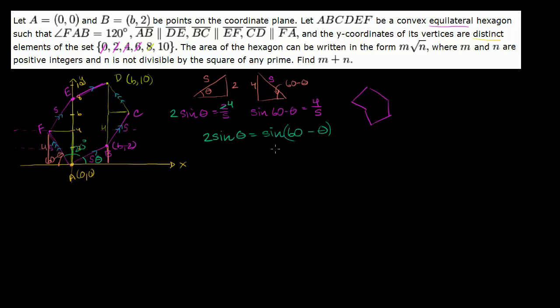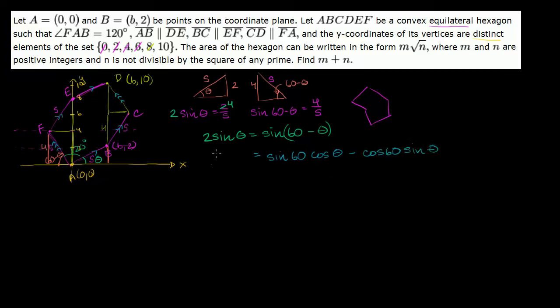And then we could use some of our trig identities. We know the sine of a minus b, this is equal to the sine of a times the cosine of b, or I should say theta in this case. So sine of 60 minus theta, this is just a standard trig identity called the sum and difference identity, minus cosine of 60 times the sine of theta.